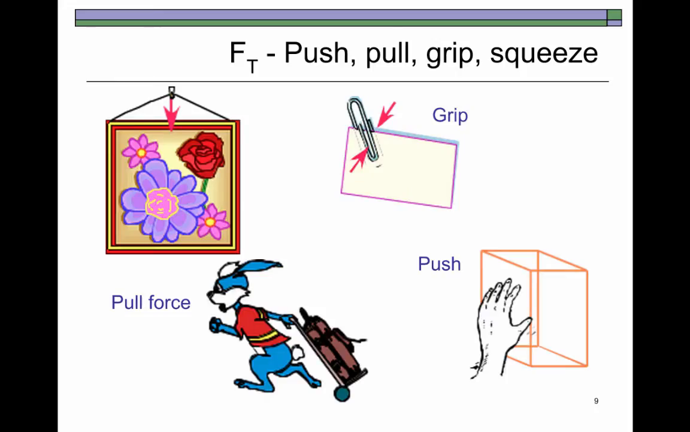So here are examples of forces and their effects. FT, again, is a push, pull, grip, or squeeze, like hanging a picture on the wall, pushing a block across the table, pulling your luggage down the airport runway.